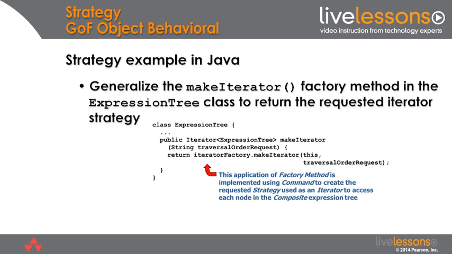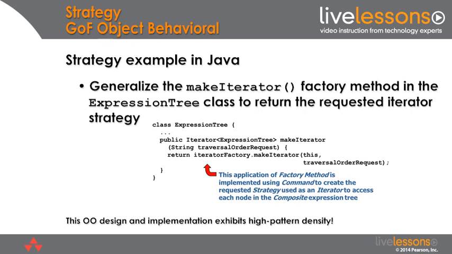This particular approach uses a factory method based on the command pattern to create the requested strategy, which is used as an iterator to access each node in the composite expression tree. That's a bit of a mouthful, but it illustrates what's known as high pattern density. This particular piece of code has 4 or 5 patterns all coming together to help justify and document how it's designed, and more importantly, why it's designed in this particular way.